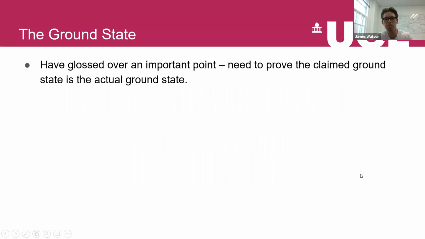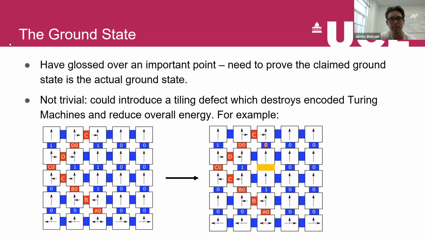So I've glossed over a very important point here, which is that I need to prove that the state that we claim is the ground state is actually the ground state. This is non-trivial, because you can imagine that introducing a tiling defect, which allows a break in the tiling rules, may allow us to destroy encoded Turing machines. So let's say I have initially a perfect Turing machine grid. If I introduce a tiling defect in the center row, I could flip one of the bits in the Turing machine tape.